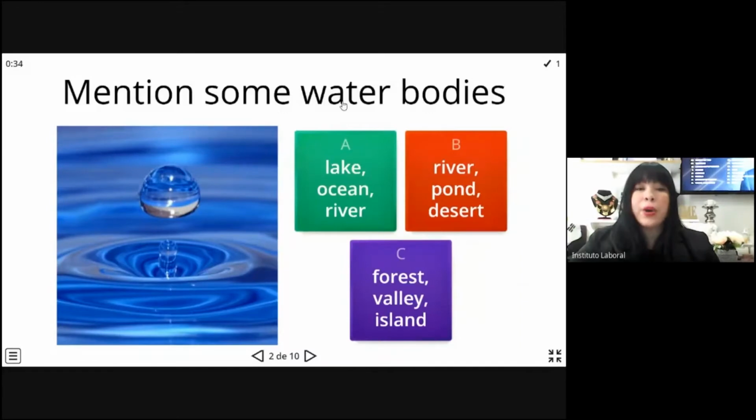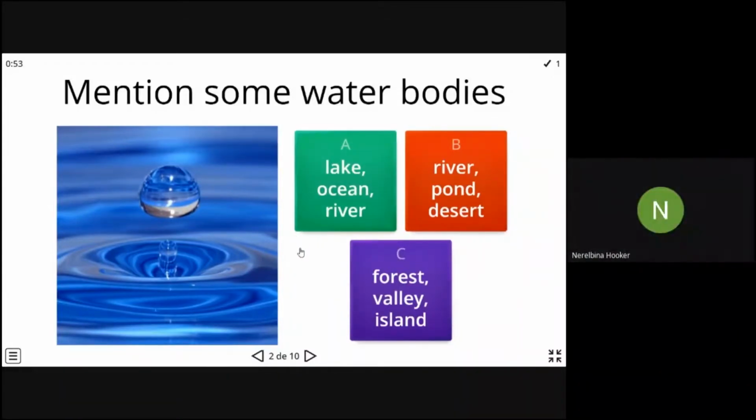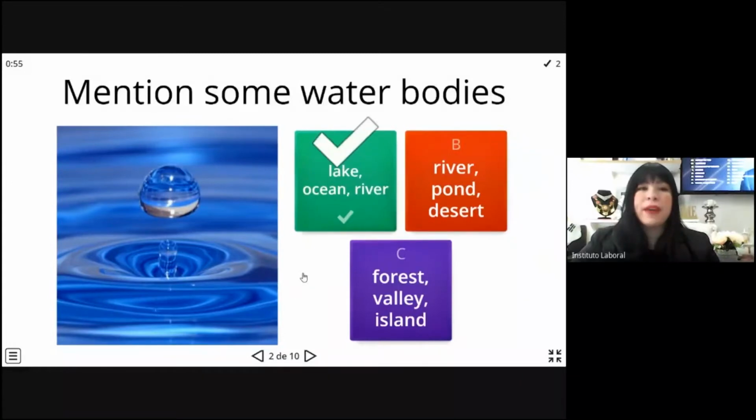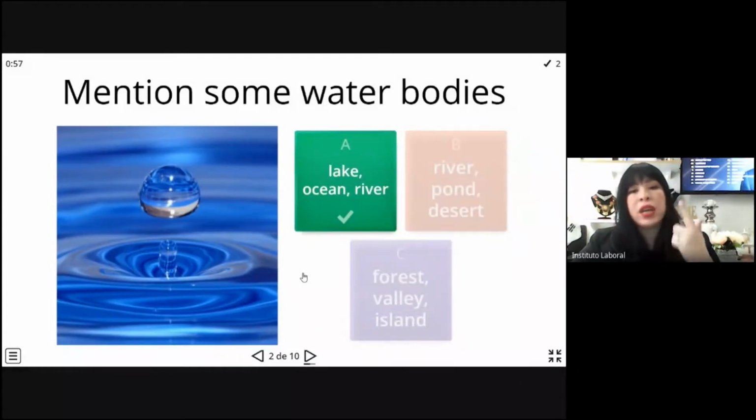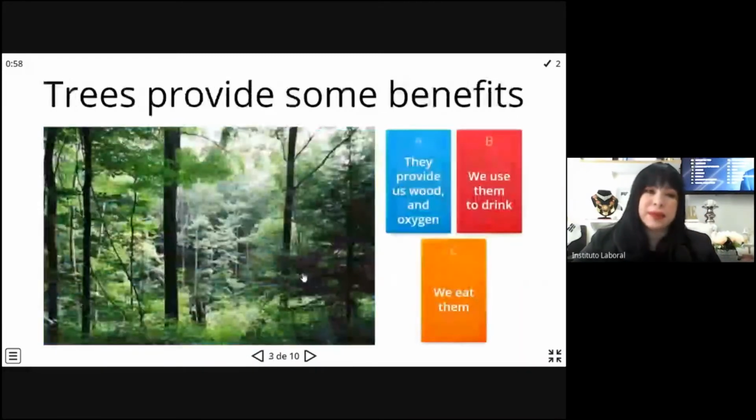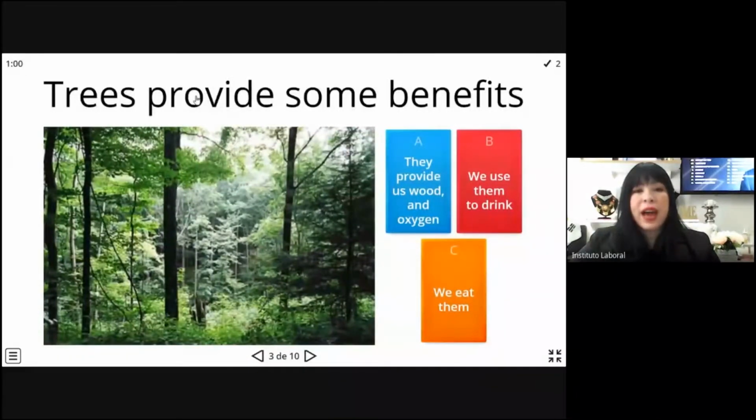Mention some water bodies. Where can you find water? A, lake, ocean, and river. B, river, pond, and desert. Or C, forest, valley, island. Where can you find water? A, B, or C? What do you think is the correct answer? A. A, we can find water in lake, ocean, and river. Those are water bodies.